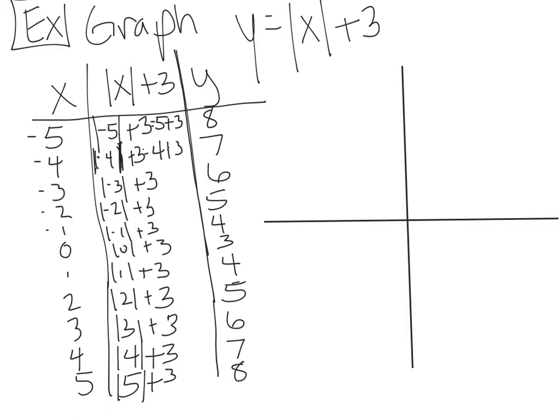So we're going to want to go ahead and make a coordinate plane. So we'll just start. Okay. And make sure you label your axes. So I'm going up by 1, so I really just need to indicate that I'm going up by 1s. And then I can go ahead and start plotting my points.